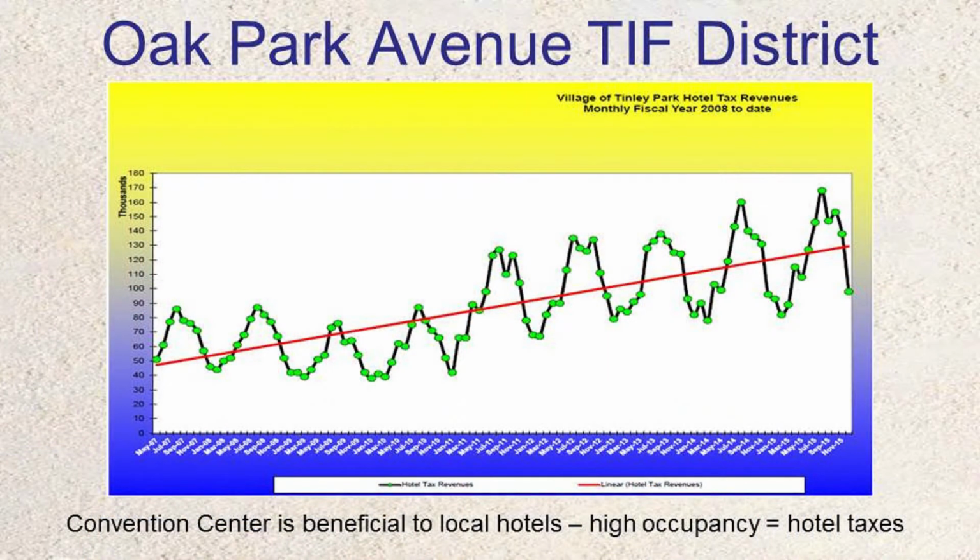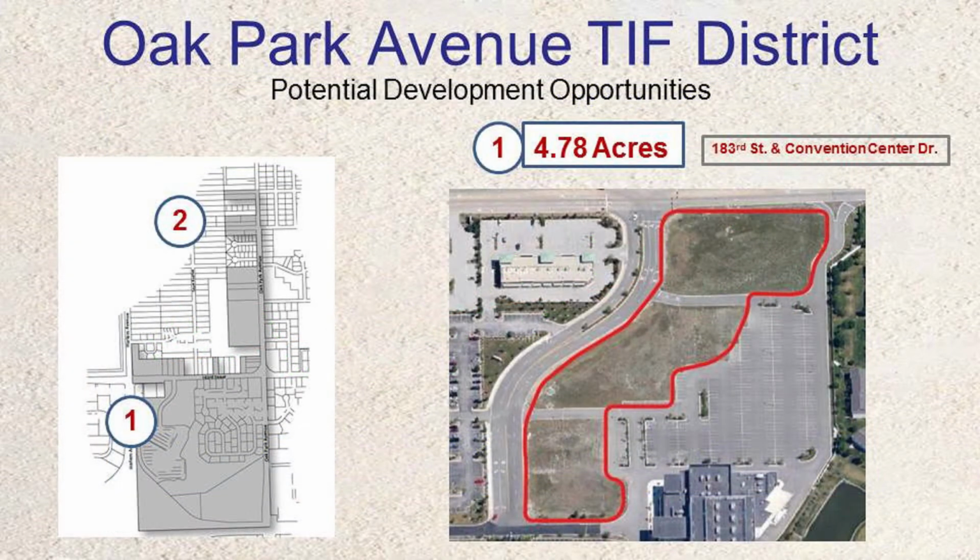Again, next slide is showing how the convention center has been beneficial to our local hotels. Our occupancy is amongst the highest in the state, and our revenues from the hotel tax have continued to climb. In the TIF, there's some development sites yet available. Directly south of the convention center, along Convention Center Drive, there's 4.8 acres of land that is yet to be developed. We have right now a couple of hotels that are looking to build there that would also be beneficial to the convention center.